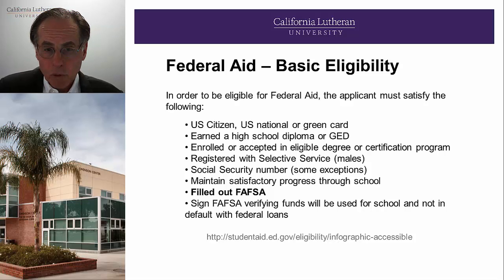In order to be eligible for federal financial aid consideration, the applicant must satisfy the following: be a U.S. citizen or a U.S. national, or hold a green card, have earned a high school diploma or completed the GED, and be enrolled or accepted into an eligible degree or certification program. If a male, then the applicant must have registered with the Selective Service. The student has to have a Social Security number, although there are some exceptions. If enrolled, the student must maintain satisfactory progress through the school.